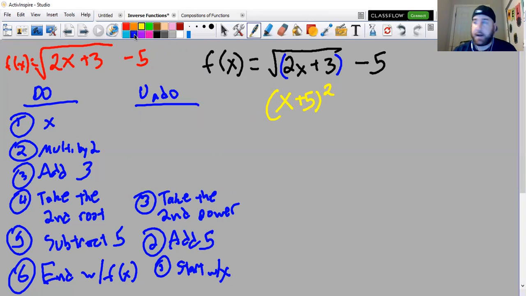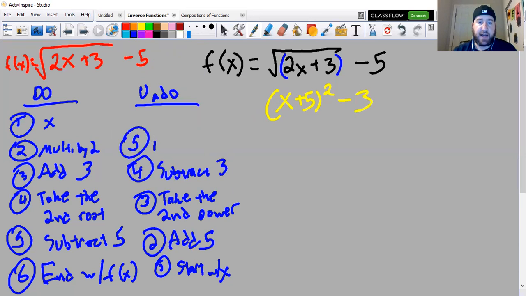Step 4. The opposite of add 3 is to subtract 3. Okay. And then finally, the opposite of multiply by 2 is to divide by 2. And again, I got to divide the whole thing by 2. And I end with function notation.